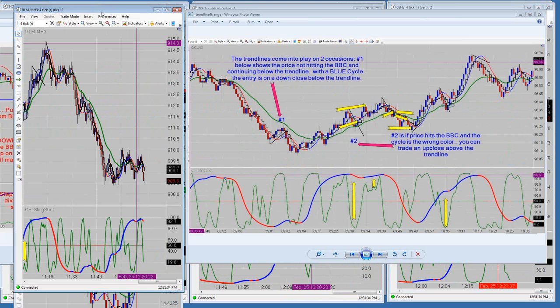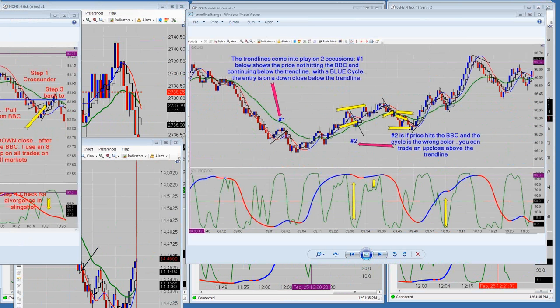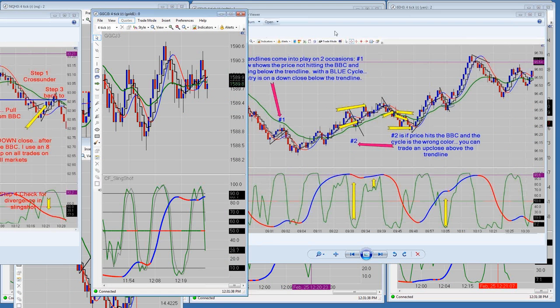Okay, there was a lot of movement on the Russell, so we had a lot of opportunity. Any day we have a lot of movement, we're going to have a lot of opportunity. Okay.